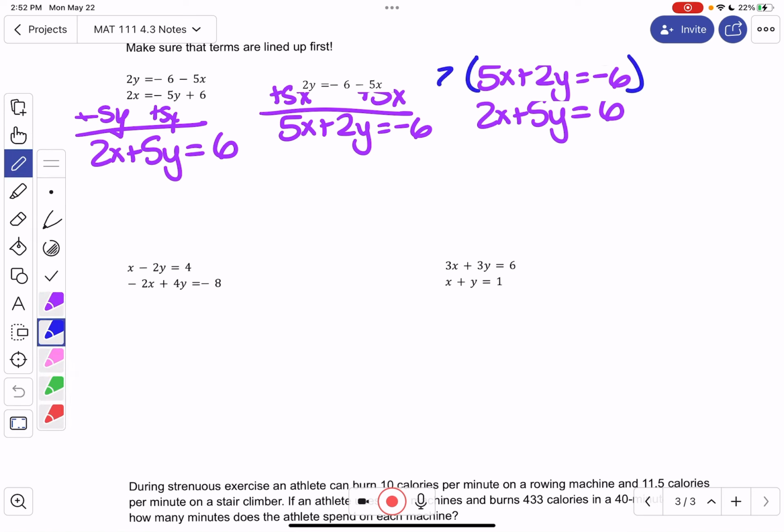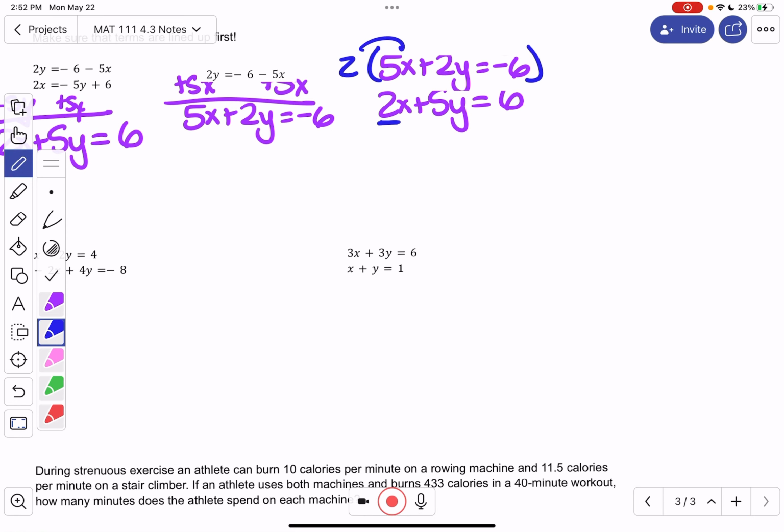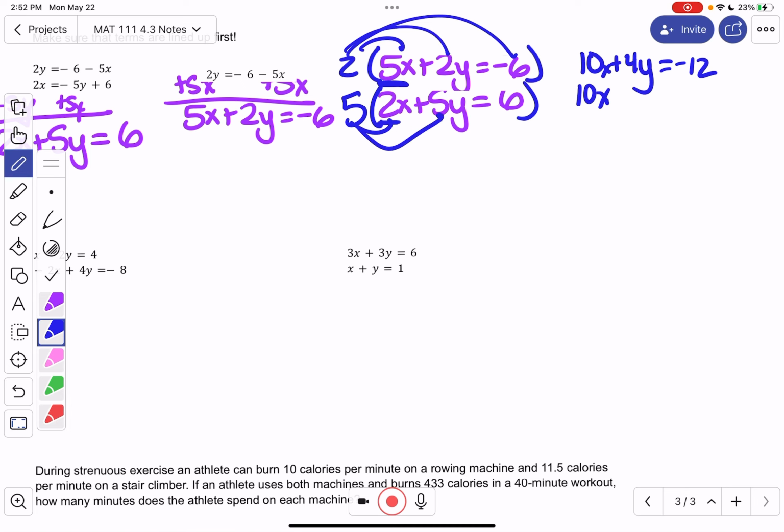Now we don't have anything that matches. So I'm going to multiply the first equation by 2. 2 times 5x is 10x. 2 times 2y is 4y. 2 times negative 6 is negative 12. Multiply the bottom by 5. 5 times 2 is 10x. 5 times 5y is 25y. 5 times 6 is 30.